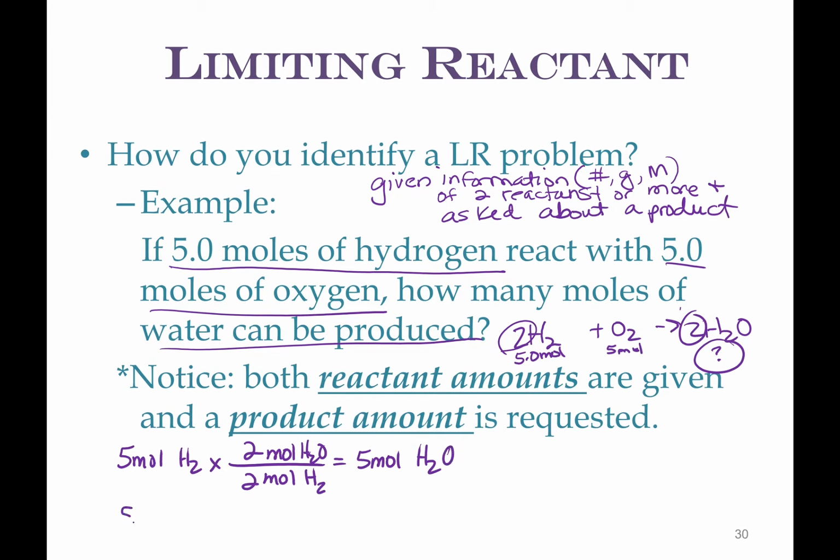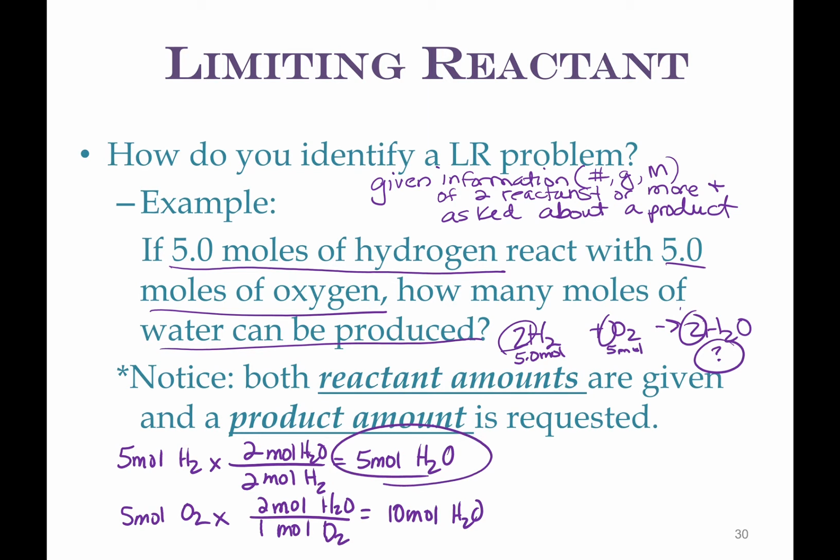If we have 5 moles of oxygen, how much water could be produced with that? Well, this is a 1. 1 mole of oxygen will yield 2 moles of water. So this would actually be 10 moles of H2O. So with 5 moles of oxygen, we can actually produce 10 moles of water. But the hydrogen is going to run out first.